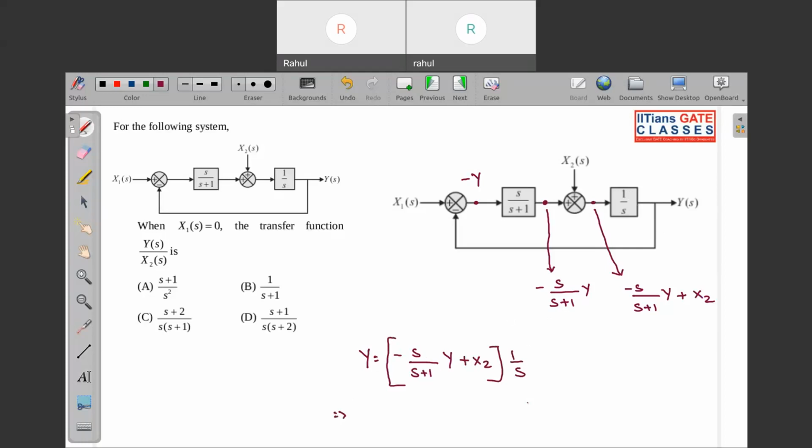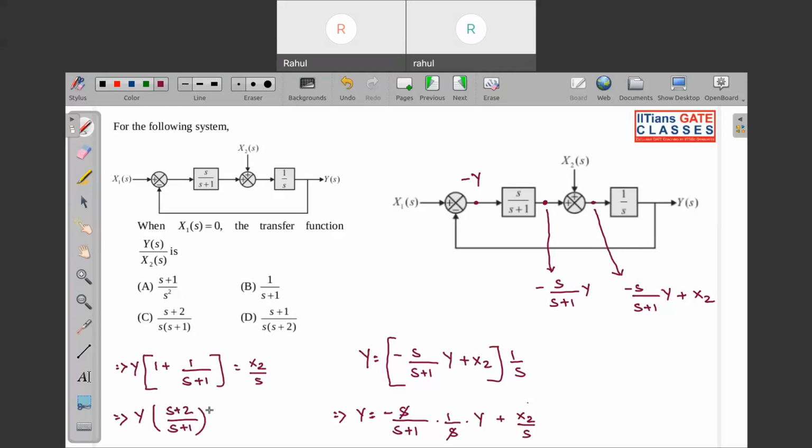Now let us try to solve this. Y is equal to minus s by s plus 1 into 1 by s into Y plus X2 by s. The s and s get cancelled. Let us transpose this Y over to this side. So Y common, 1 plus 1 by s plus 1, is equal to X2 by s. This will be Y into (s plus 2) by (s plus 1) is equal to X2 by s, or Y by X2 is equal to (s plus 1) divided by (s plus 2). So option D is the correct answer for this question. You can see over here.